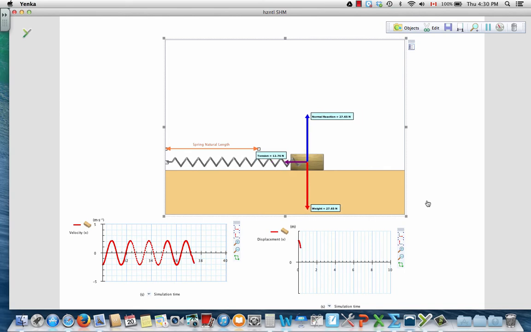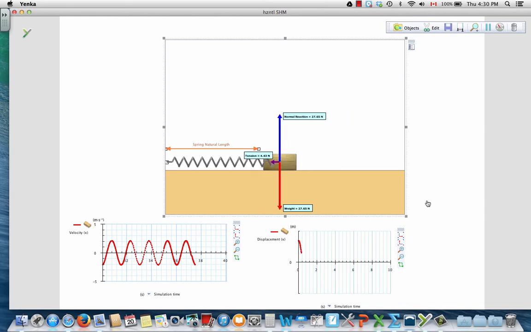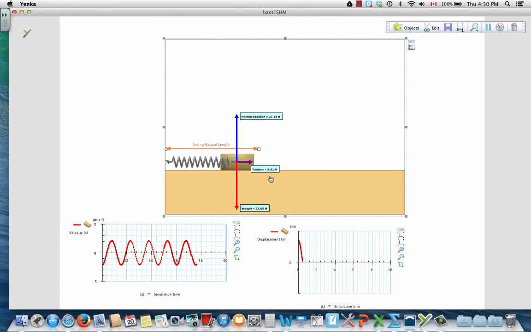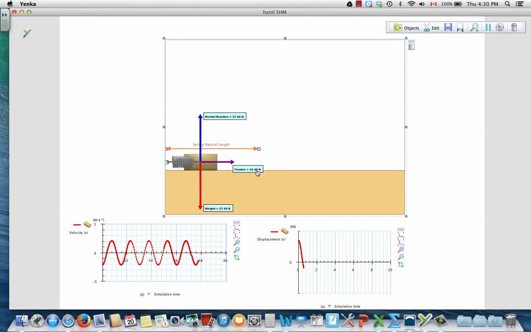Okay, so we see here a mass on a spring, and you can observe a tension force in the spring. Observe the changes in the tension force, so it's getting quite large there. Observe the direction of the tension force. It's back towards the equilibrium point, which is about here.